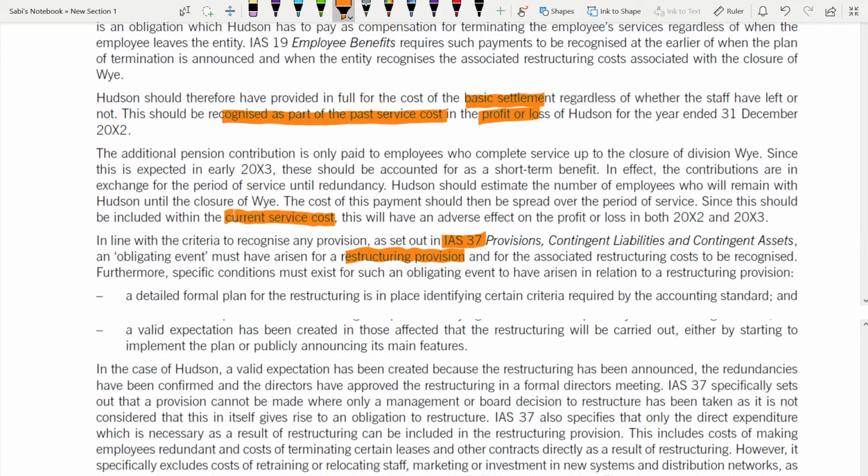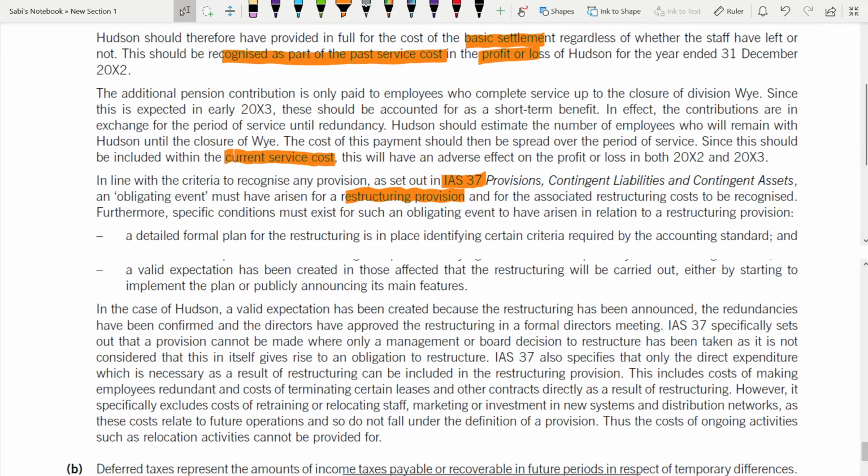Okay. So IAS 37. So what are those conditions? Let us read. These are the two conditions in two different bullet points. One is a detailed formal plan for the restructuring is in place, identifying certain criteria required by the accounting standard. There should be a detailed formal plan of the restructuring. And this "and" means what? Both conditions have to be met, not just one.